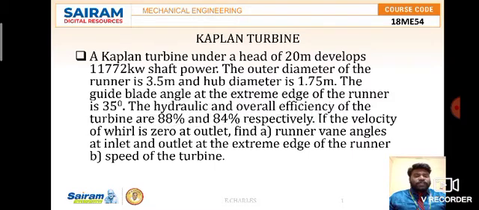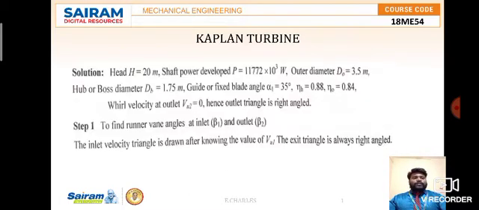If the velocity of whirl is 0 at outlet, that means Vw2 is equal to 0. That's what is said. So they are indirectly saying that if Vw2 is equal to 0, then the outlet triangle will become a right angle triangle. That is what we need to understand first. We need to find the runner vane angles at inlet and outlet at the extreme edge of the runner, that is beta 1 and beta 2, and then the speed of the turbine, that is capital N. It looks simple, and no complication is required.